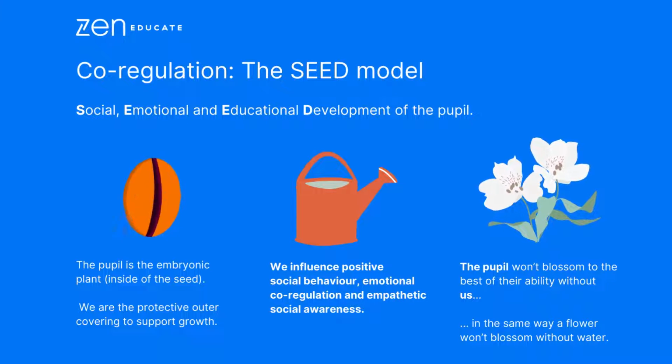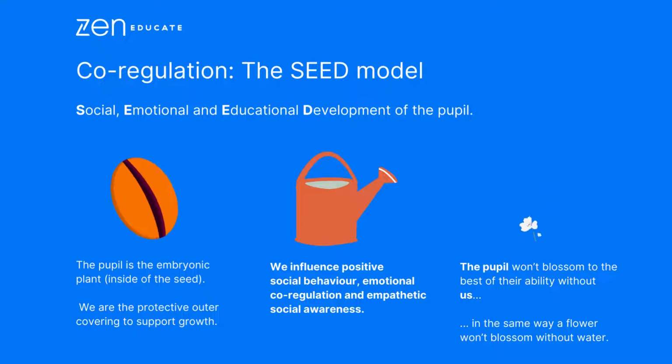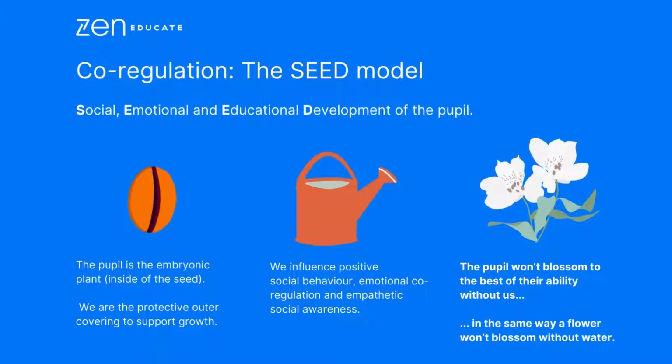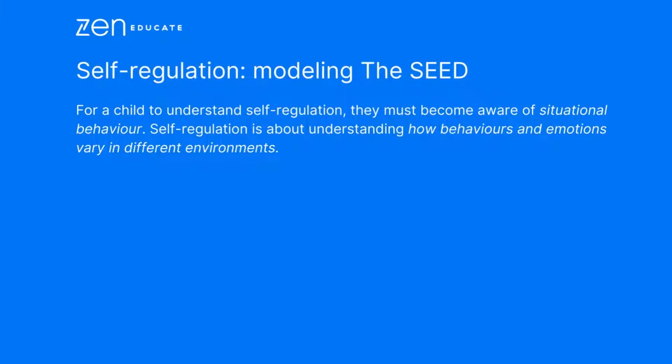We model positive social behaviour, emotional co-regulation, and social awareness in order for young people to blossom to the best of their abilities. So how can we model the seed? Firstly, by a child understanding self-regulation, they must first become aware of situational behaviour.